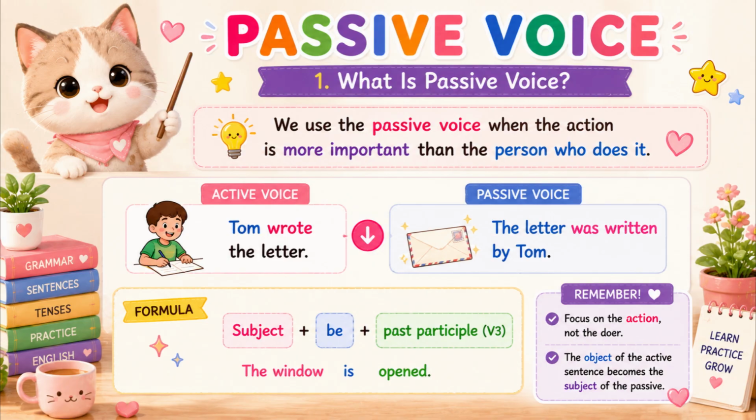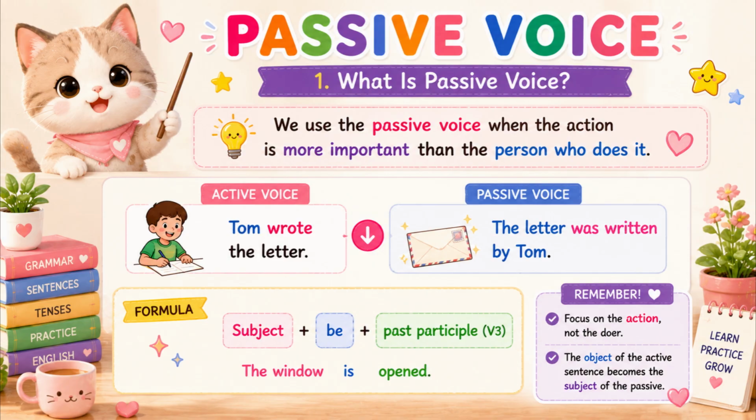Here, Tom is the subject, and we focus on who did the action. In the passive voice, we say, the letter was written by Tom. Now, the focus is on the letter, not Tom. The basic formula is subject plus be plus past participle, or V3. For example, the window is opened.